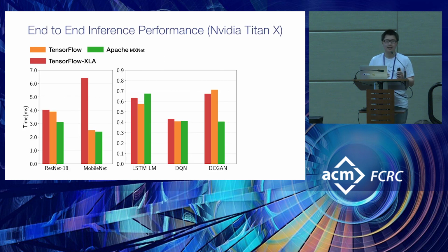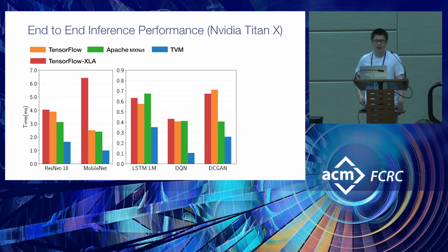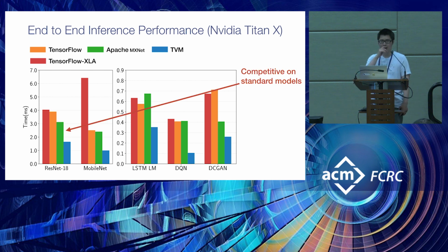So to give you a sense of how effective TVM is so far, here's one of the end-to-end inference benchmarks on NVIDIA GPU. We are comparing against the state-of-the-art solutions, TensorFlow and MXNet. I'm not biased because I built MXNet, so hopefully, I'm kind of convincing you that it's a very, very competitive baseline. Both of them are using the CUDA library written by NVIDIA engineers. If you use TVM, you can find that TVM can get you better solutions. If you look at standard models like ResNet, TVM is already doing quite competitively.